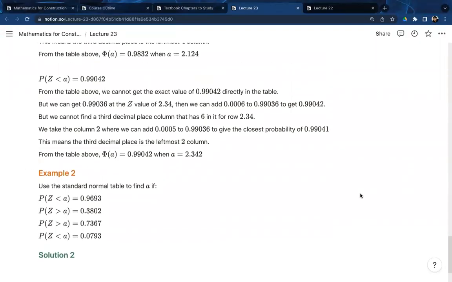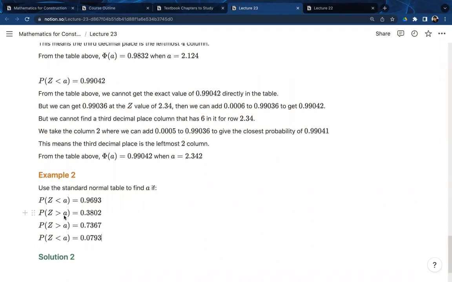So look at example 2 here. Be careful with the direction of the more than or less than sign, right? If the probability that z is less than a is this probability here, what is a? Use the tables to find out. But look at these second and third ones, z is more than a. So remember here, the purpose of drawing a diagram is to figure out where is the area they're asking for? Is the area to the left or to the right? Okay. And where is the value? Is the value to the left of the y-axis or the right of the y-axis?